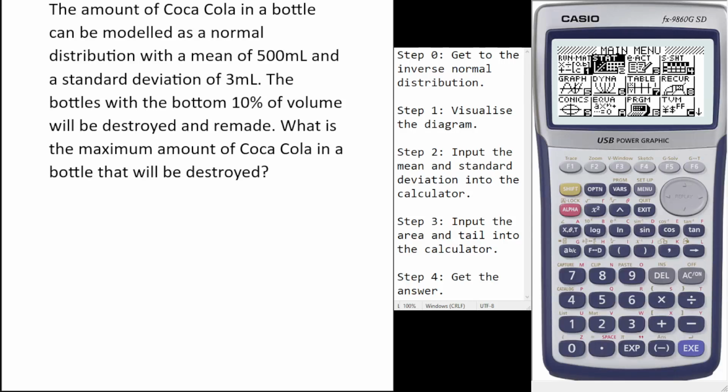The amount of Coca-Cola in a bottle can be modeled as a normal distribution with a mean of 500 ml and a standard deviation of 3 ml. The bottles with the bottom 10% of volume will be destroyed and remade. What is the maximum amount of Coca-Cola in a bottle that will be destroyed?